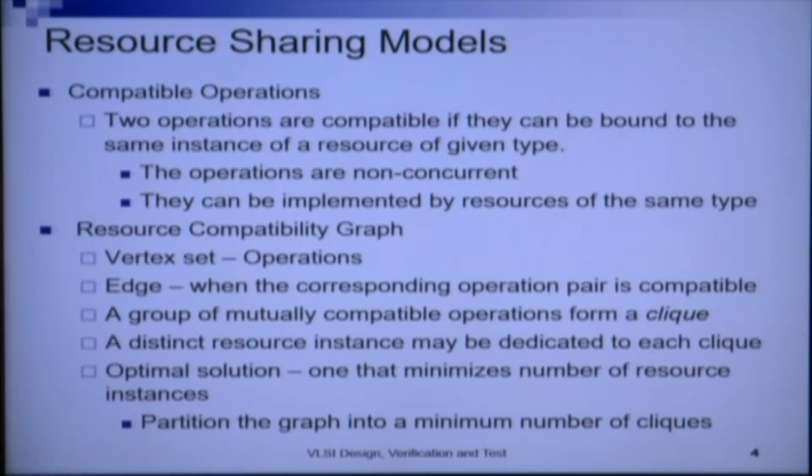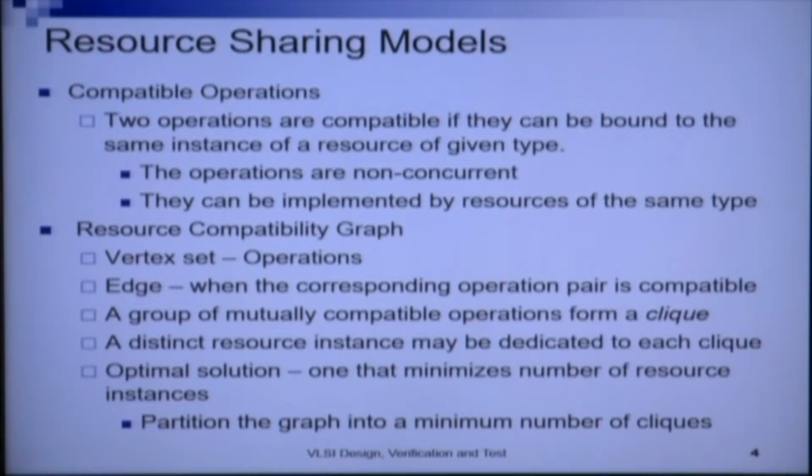That means, when do two operations become compatible? When the same functional unit can be used to execute both these operations. When can the same functional unit instance be used? When the two operations are non-concurrent. If they are executing at two different time steps, only then can I use the same functional unit to execute both these operations on the same functional unit. And obviously, they have to be implementable by resources of the same type.